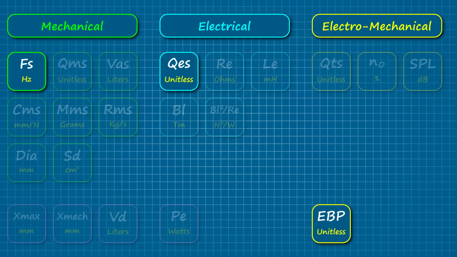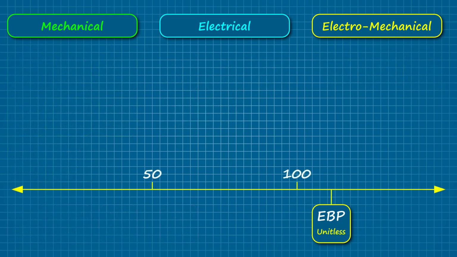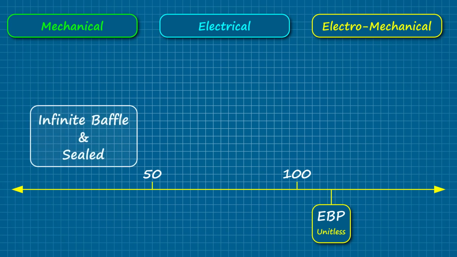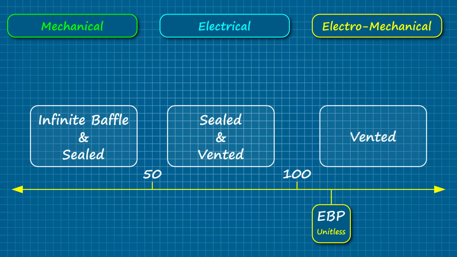There is an inverse correlation between efficiency and bandwidth, so the more you have of one, the less you get of the other. And in a fashion similar to the QTS parameter, the efficiency bandwidth product quantifies this trade-off to a single figure. Generally speaking, values below 50 suggest lower damping factors, which are suitable for use with sealed enclosures and infinite baffles. Values between 50 and 100 suggest compatibility with both sealed and vented enclosures. Finally, values in excess of 100 suggest high damping factors, which are best suited for use with just vented enclosures.